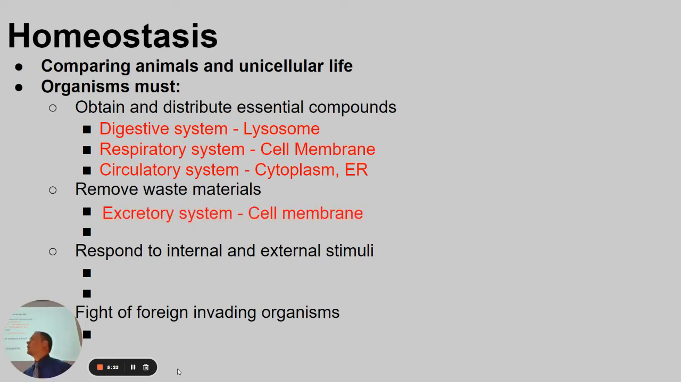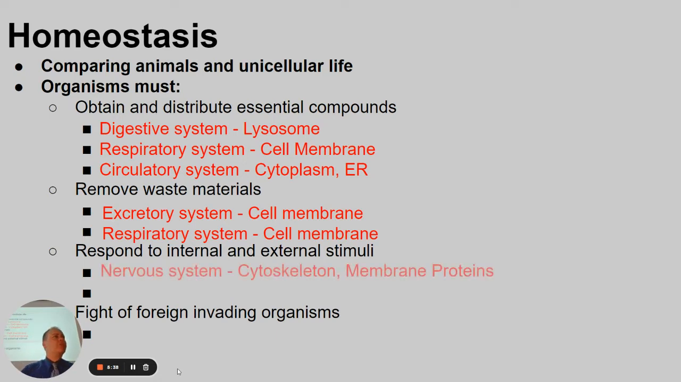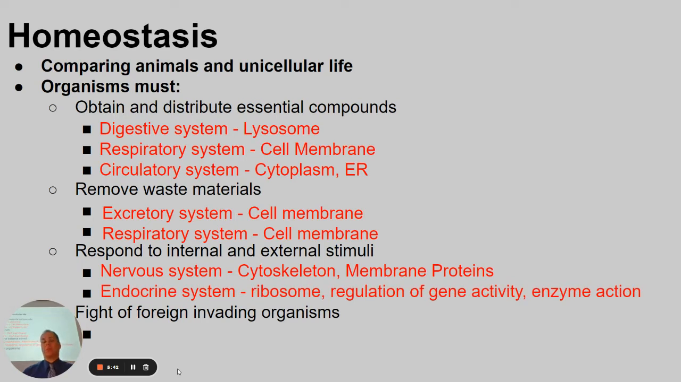We get rid of waste with our excretory system, our kidneys and our lungs. In single-celled organisms, materials can just diffuse out to get rid of waste. We respond to outside influences with our nervous system and our endocrine system. Single-celled organisms have a cell membrane with communication molecules to get information from other organisms and to sense their environment.